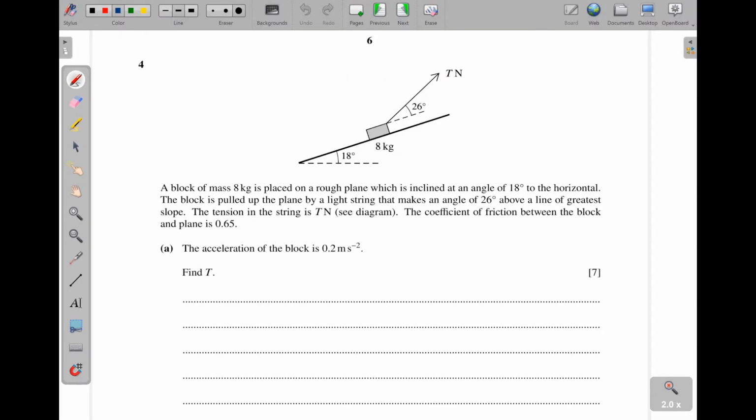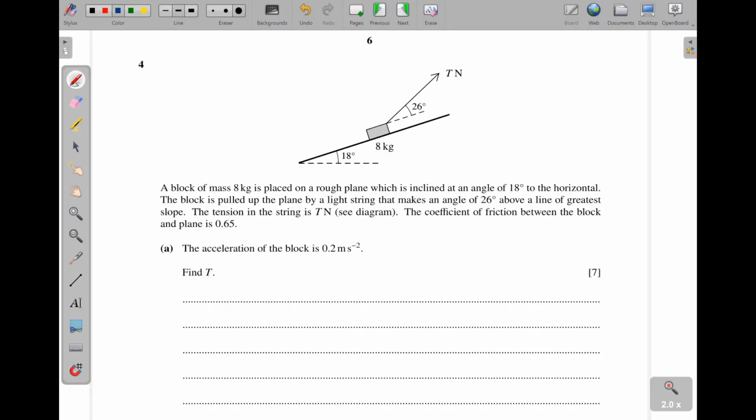A block of mass 8 kilograms is placed on a rough plane which is inclined at an angle of 18 degrees to the horizontal. The block is pulled up the plane by a light string that makes an angle of 26 degrees above a line of greatest slope. The tension in the string is T newtons. The coefficient of friction between the block and the plane is 0.65. Part A. The acceleration of the block is given as 0.2 meters per second squared. Find the value of T.